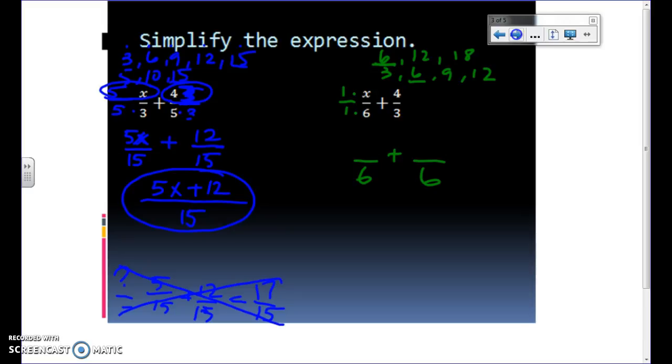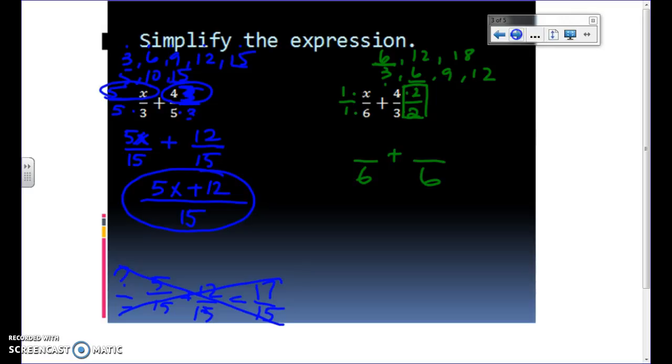3, however, 6 is the second multiple of 3, so I know 3 times 2 is 6. And if I'm going to multiply the 3 times 2, I also need to multiply the 4 by 2. So in essence, again, this fraction is the same as 1, and the multiplication identity property says that if I multiply it by 1, it's still worth the same amount. It keeps its identity, even though it might look a little different.